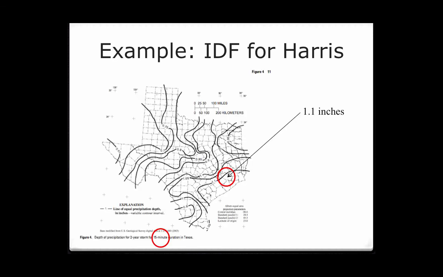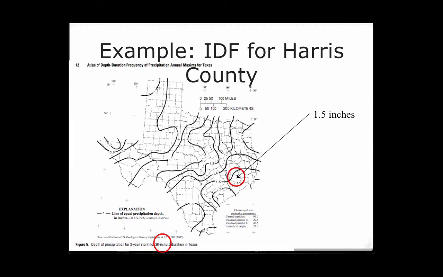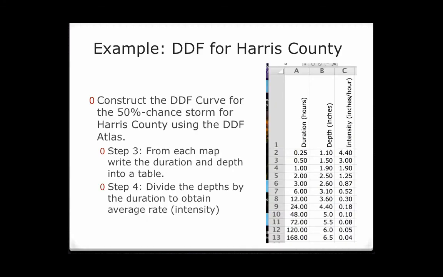15-minute, Harris County, 1.1 inches. You would write it down in order to put it into a table. 30-minute, Harris County, 1.5 inches. You would record that, and you repeat that for all the different maps associated with what you're interested in. And finally, you'd have this very exotic table.